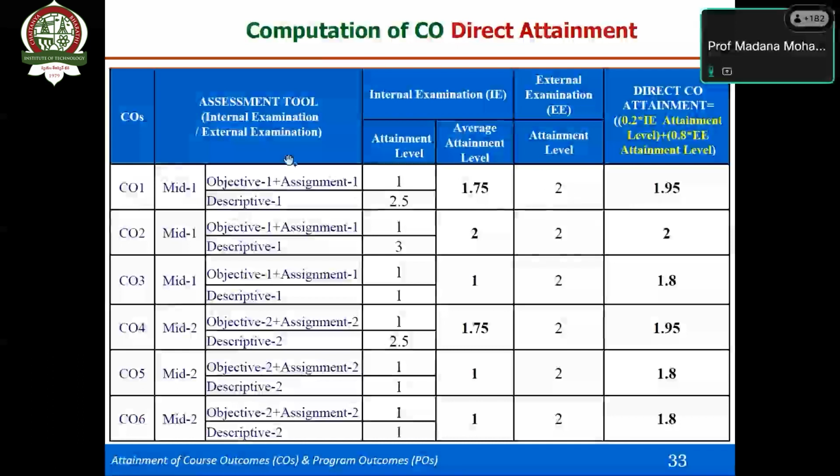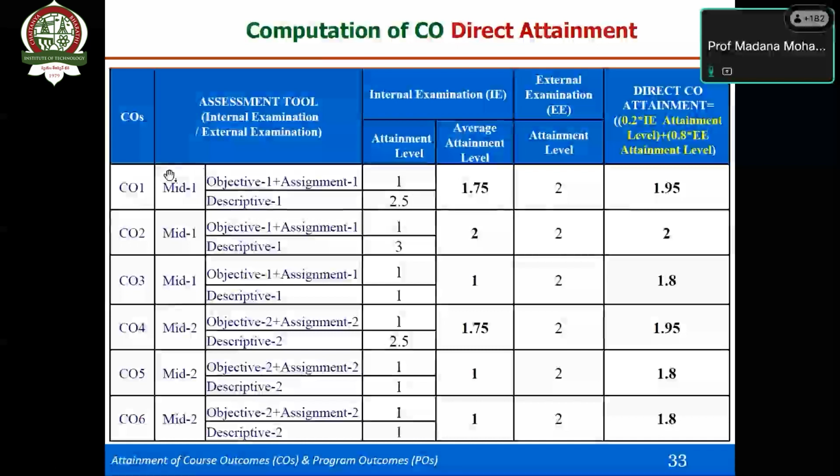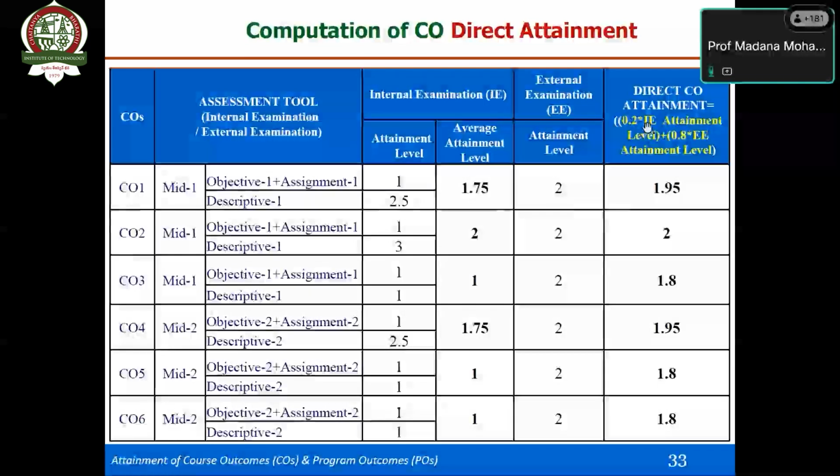So all the internal components' average you can take for that particular CO. 1 plus 2.5 by 2 components, you will get 1.75. End exam is 2. Then how to calculate CO direct attainment? The formula we used earlier: 20% of internal attainment plus 80% of end examination attainment. So 0.2 into 1.75 plus 0.8 into 2. If you calculate, you will get the value 1.95 for CO1.